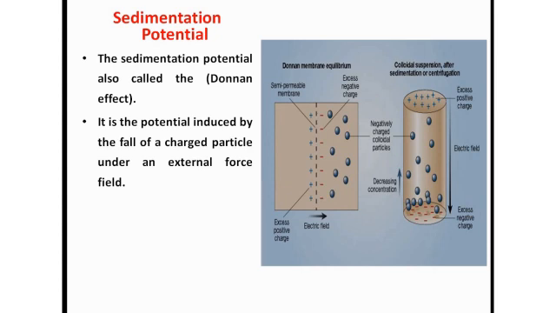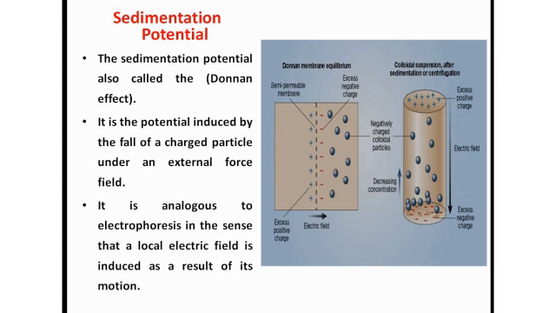Suppose we have a colloidal particle. If we allow this colloidal particle to fall under the influence of an external field, then this colloidal particle will create a potential difference, which is known as the sedimentation potential. It is analogous to electrophoresis in the sense that a local electric field is induced as a result of its motion.